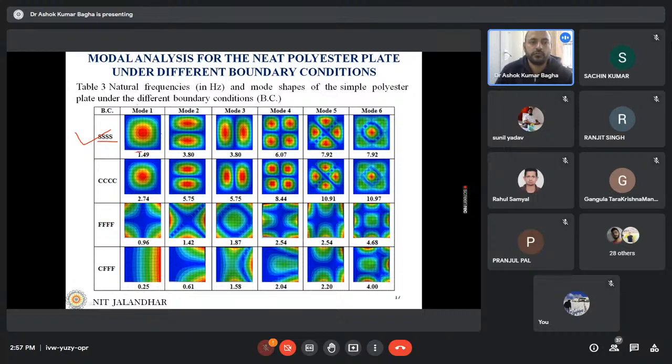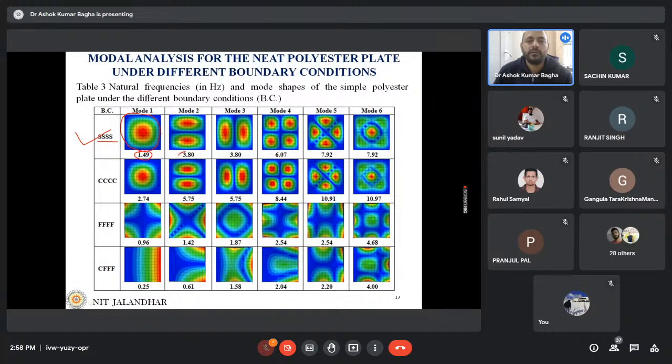So this is the first fundamental natural frequency, and this is the corresponding mode shape. You will see, when the structure is simply supported from all sides, the first fundamental frequency is 1.49 Hertz, and this is the mode shape. The maximum displacement is at the center, and at the boundary the displacement is less. Blue color shows the lower value of the displacement as compared to the red one.